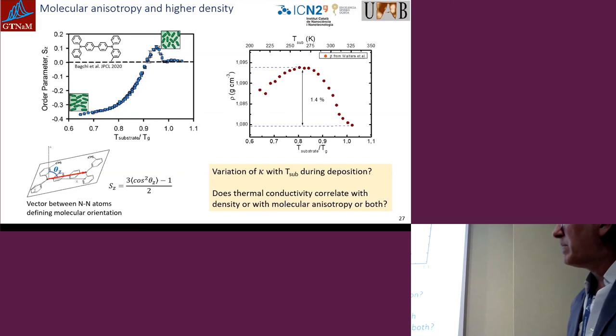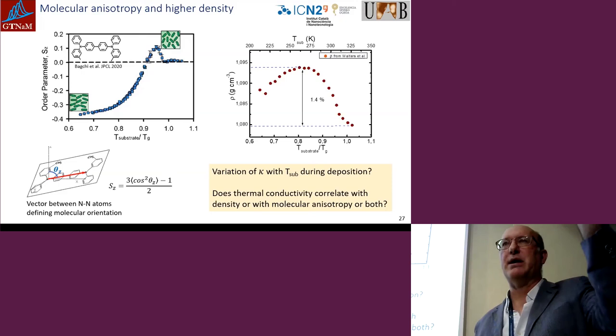Let me go back to this cartoon one second. This is the molecule that we are depositing, TPD, an organic semiconductor. This is the vector that will define the long axis, and this is the theta component. The theta component is the one that is in the growth direction. So basically we define an order parameter, which is in relation to this angle, theta t. When the order parameter is positive, the molecules are oriented perpendicular to the substrate, on average. When the order parameter is negative, the molecules are mostly oriented parallel to the substrate.